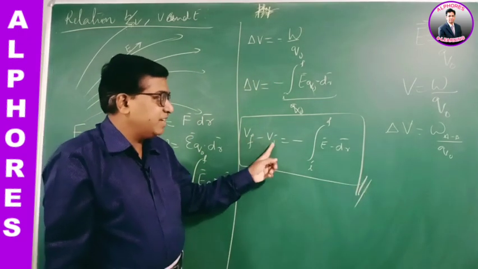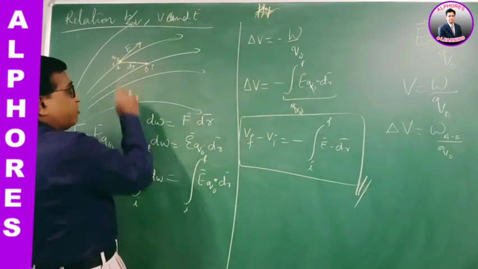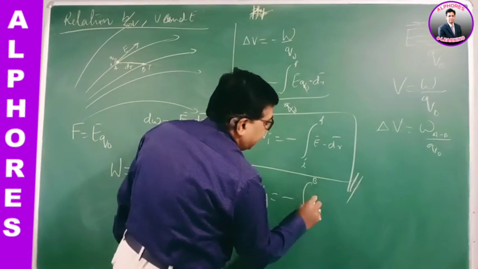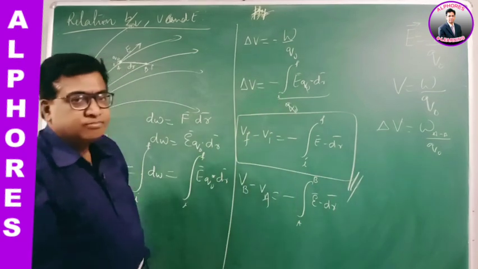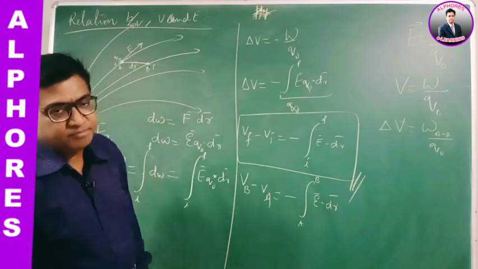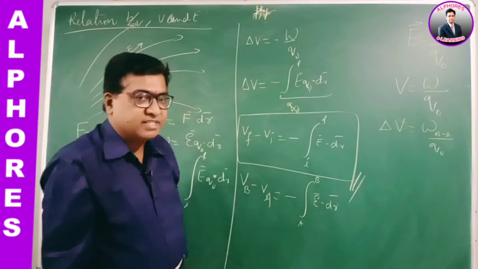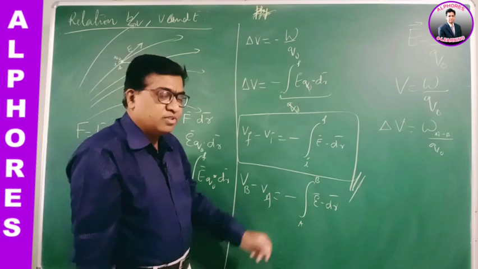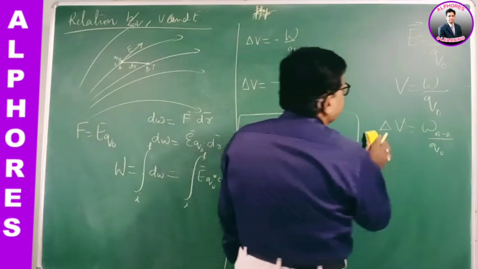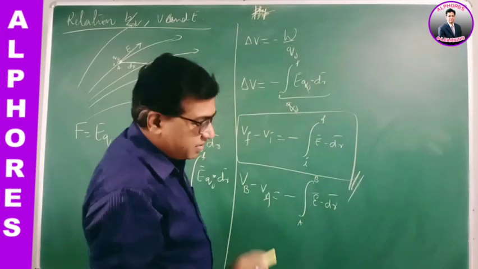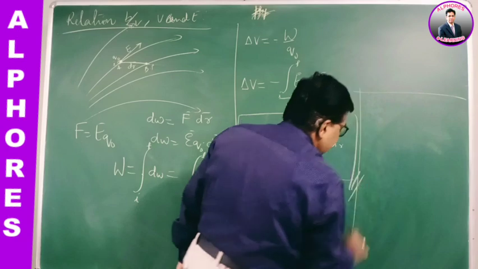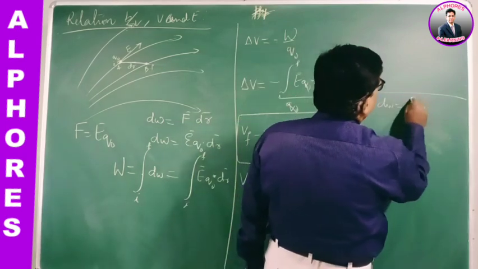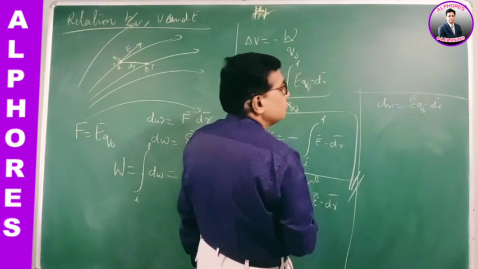Therefore, with initial point A and final point B, VB minus VA is equal to minus the integral from A to B of E dot dr. So the potential difference between two points can be written in terms of the electric field intensity at that point into small dr. In short, suppose I take a small elementary distance; the small work done dW is equal to EQ0 dot dr.